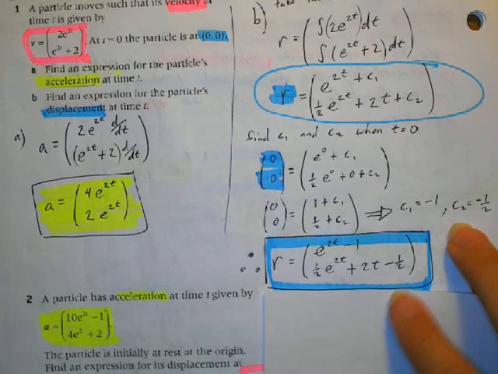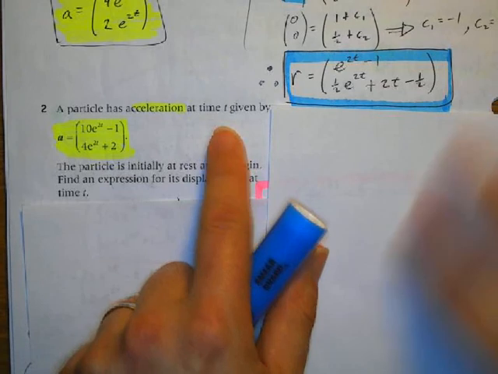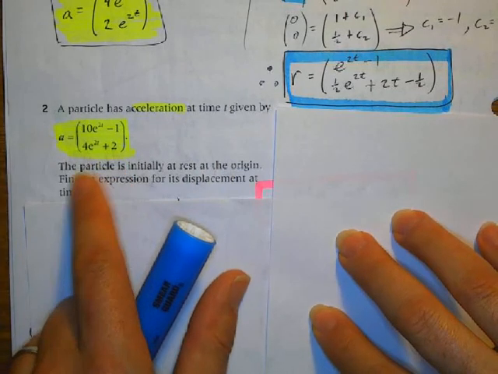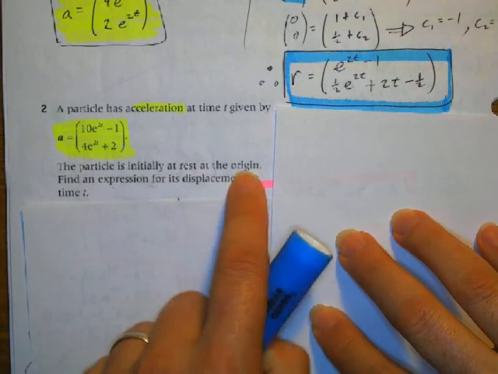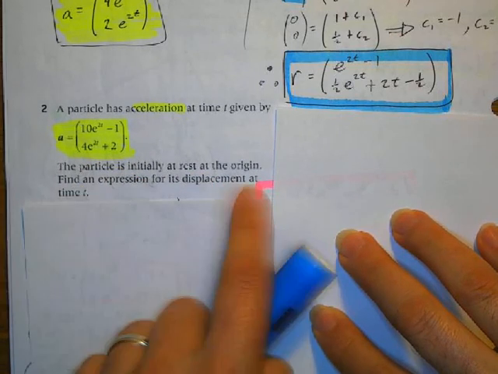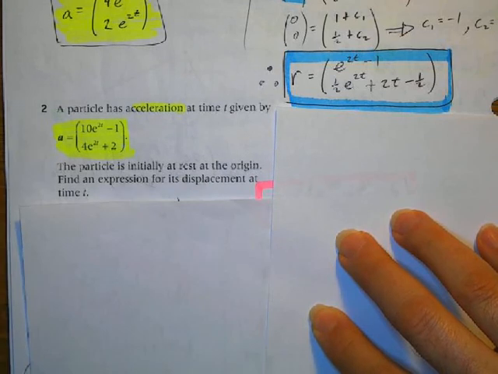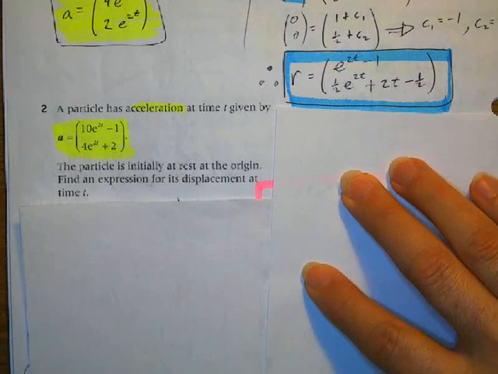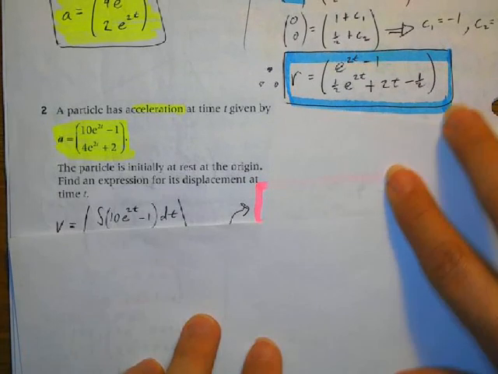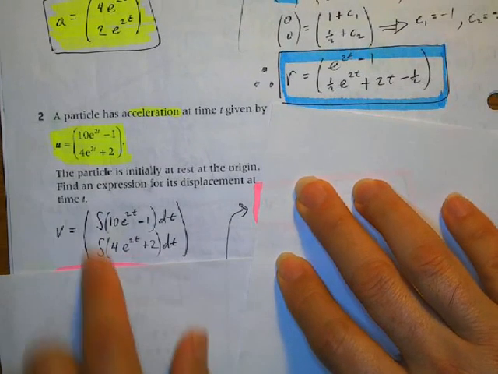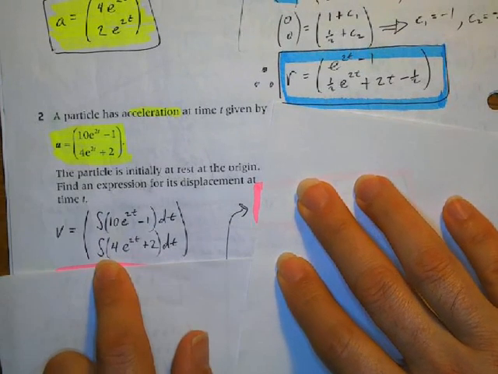Okay, question number 2. Let's move this up. A particle has acceleration at time t given with this acceleration vector. The particle is initially at rest at the origin. Find an expression for its displacement at time t. So we're trying to figure out the velocity, and I have to take the antiderivative of acceleration in order to give me my velocity vector.